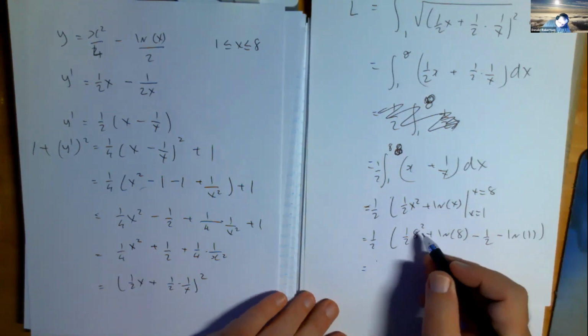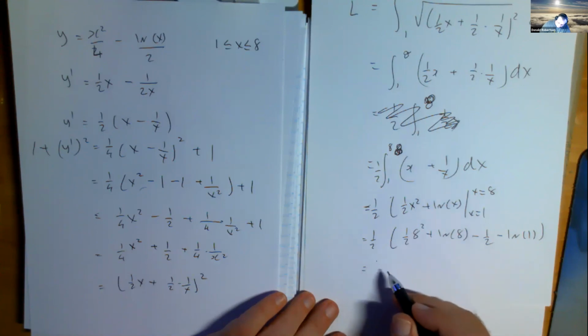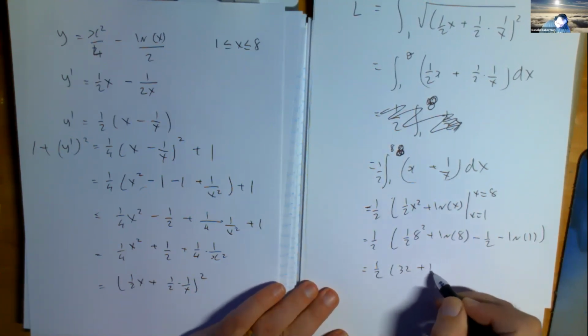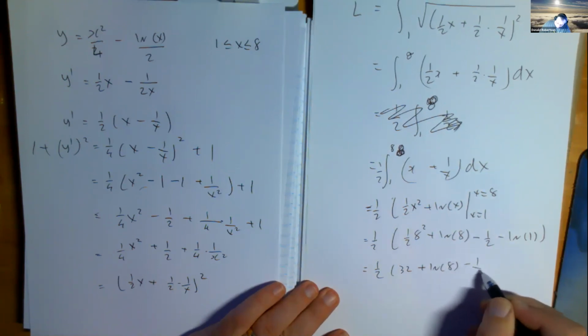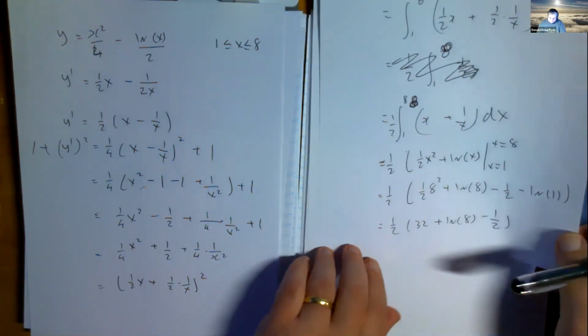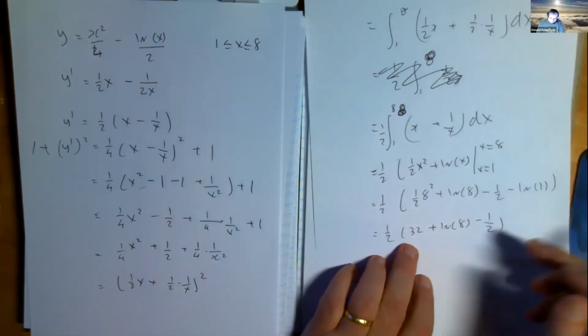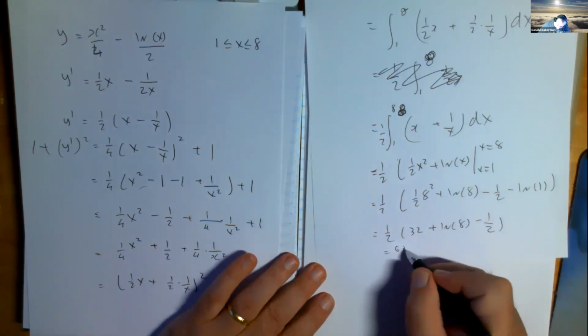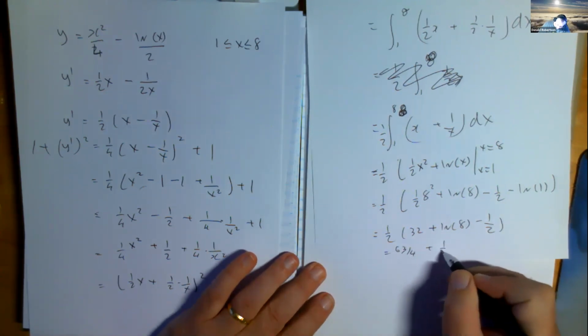That gets you 64, 32, plus the log of 8. Take away 1/2, that's 0. If you put the 32, you get 63 halves, which gets you 63 quarters, plus 1/2 log 8.